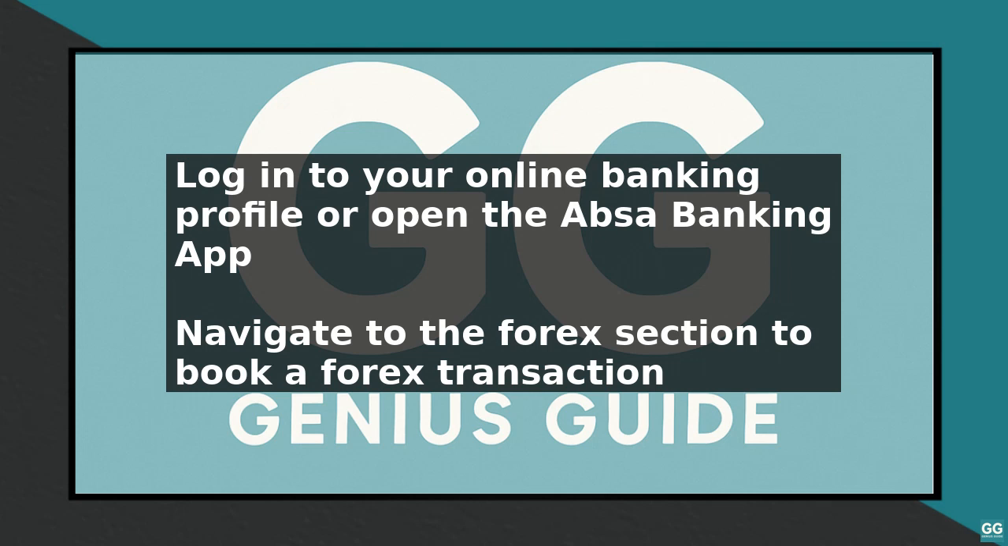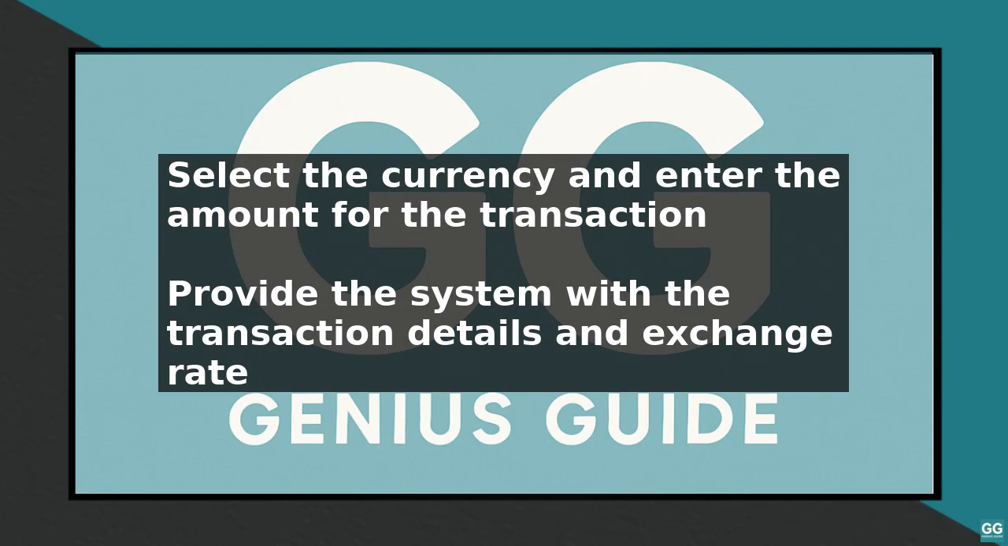A spot transaction is a transaction that is settled within 2 working days, while a forward transaction is a transaction that is settled at a later date. Once you have selected the type of transaction, you will need to provide some additional information, such as the purpose of the transaction and the beneficiary details. After providing all the required information, you will need to confirm the transaction and accept the terms and conditions.